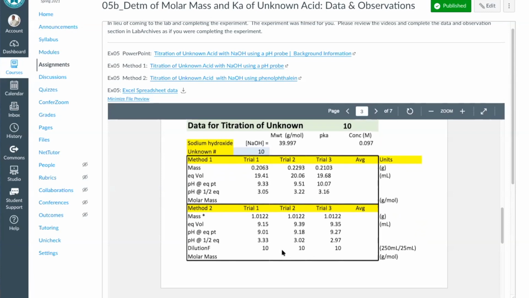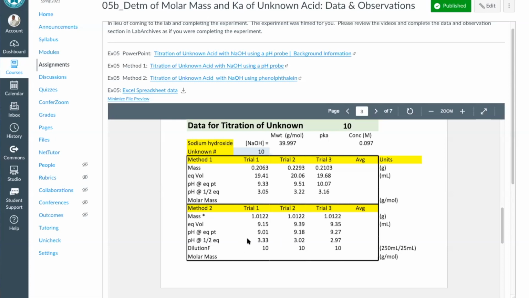For method 2, and this is true for all your unknowns, we weighed 1.0122. Notice that this mass is 5 times greater than method 1. Why? Because we dissolve it in 250 mils. So all the mass will be the same. And then you're taking a 25 mil aliquot and titrating it. And the equivalent volume was 9.15, 9.39, 9.35. The equivalent volume when the indicator turned pink.